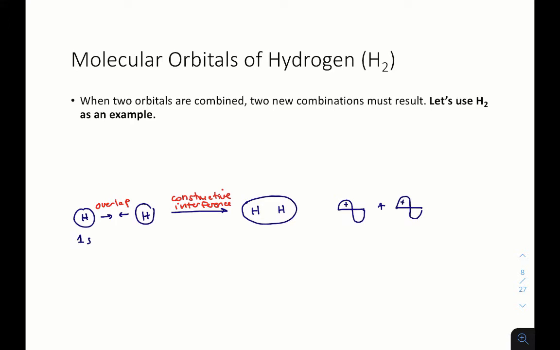So when I add them, their positive amplitudes are going to add up, and then the negative amplitudes are going to add up. They're going to constructively interfere, and we're going to get a bigger wave. That is what is meant by adding two orbitals in phase. Remember, orbitals are modeled by wave functions.